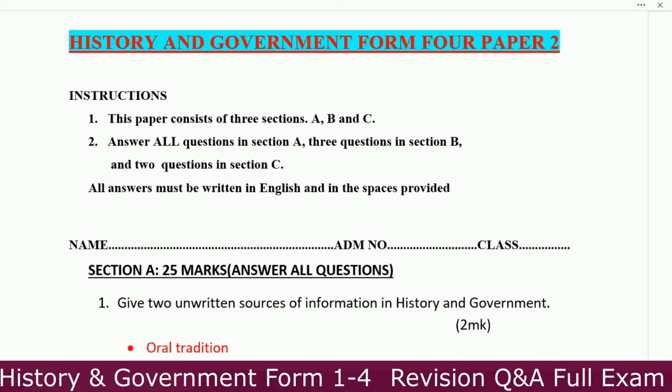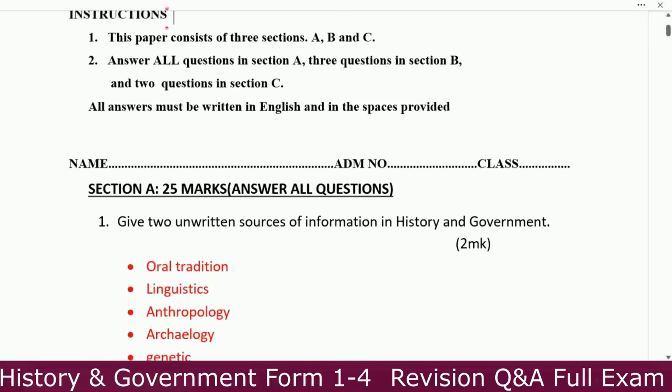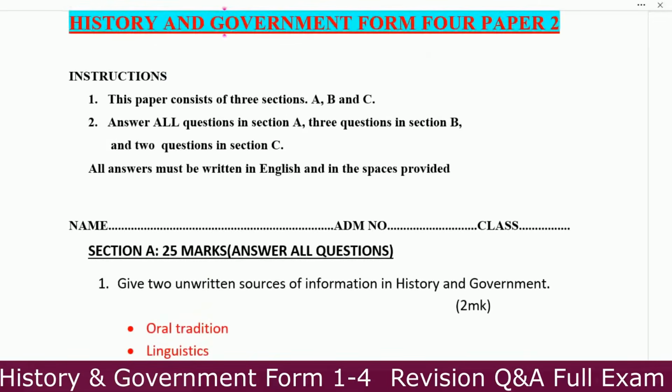Today we are looking at history and government, and this one is paper 2. This one is a complete exam, and it is out of 100 marks. Just as you know, history has two papers, paper 1 and paper 2. Paper 1 is Kenyan history, paper 2 is world history. So this one is paper 2, world history, and this one is very simple.